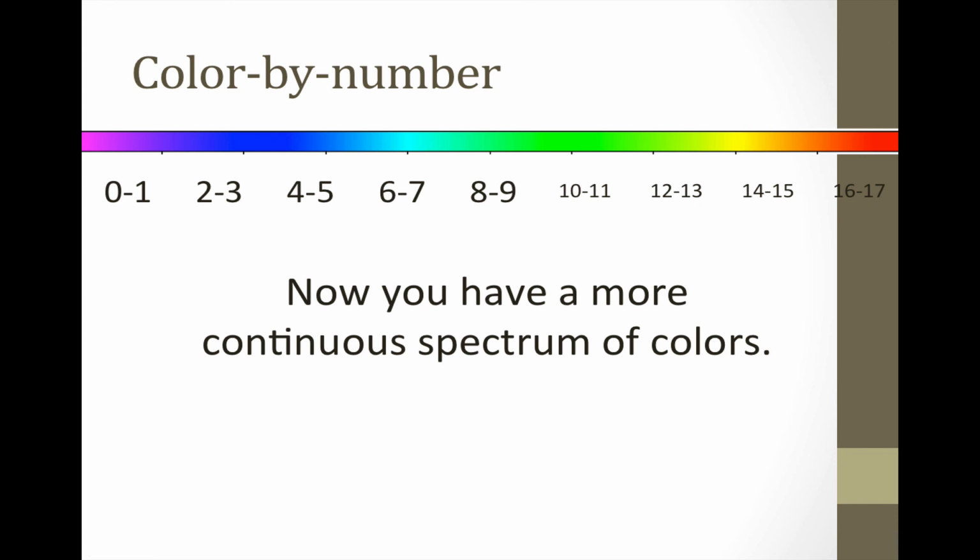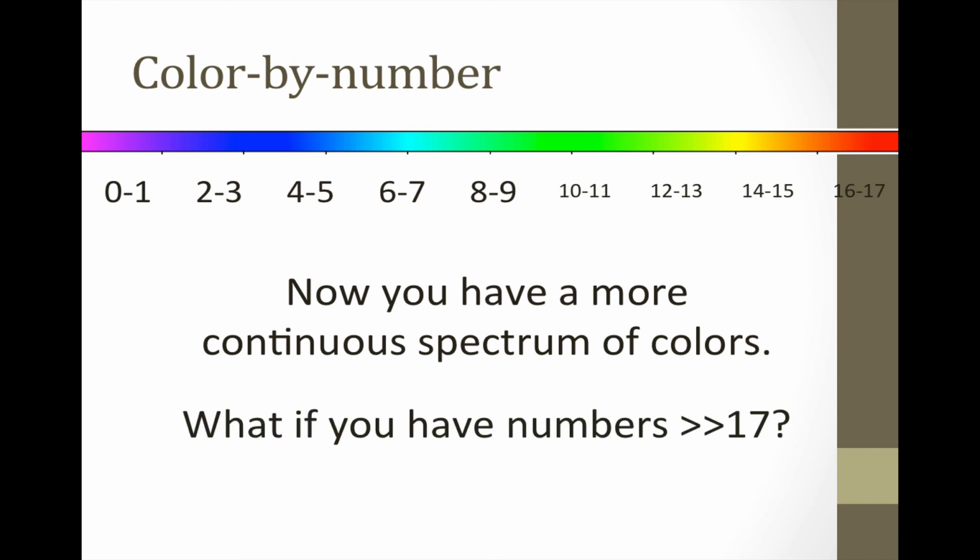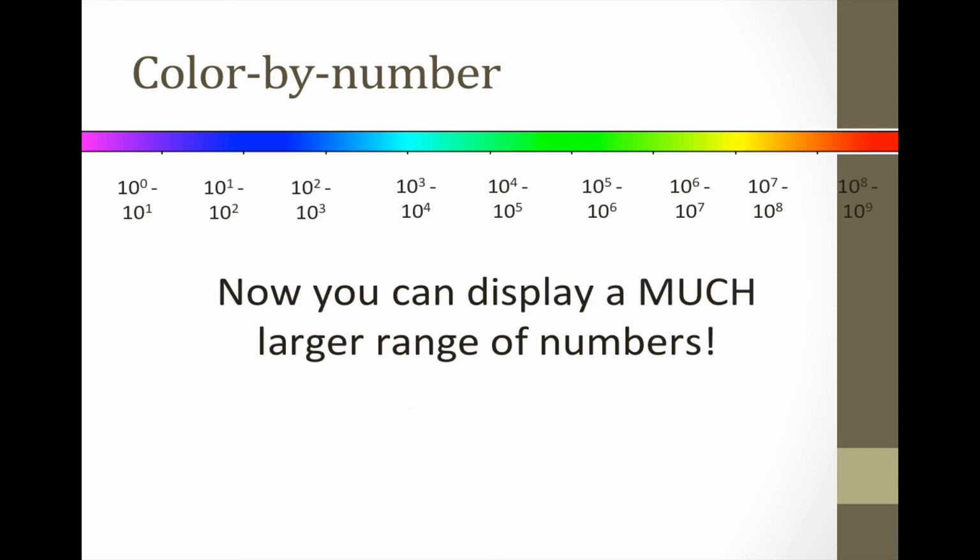Okay, we'll make this continuous. Now we have a continuous spectrum of colors that's not discrete. There's no clear boundaries between the colors. Now we have less blocky color. But what if we have numbers more than 17? Well, we can do something different.